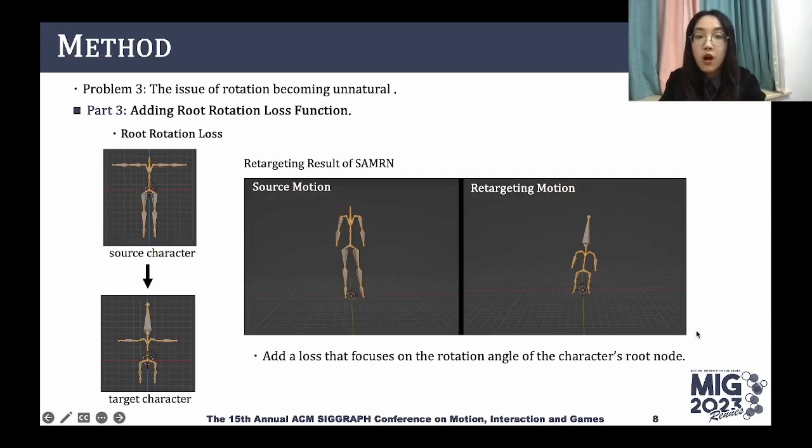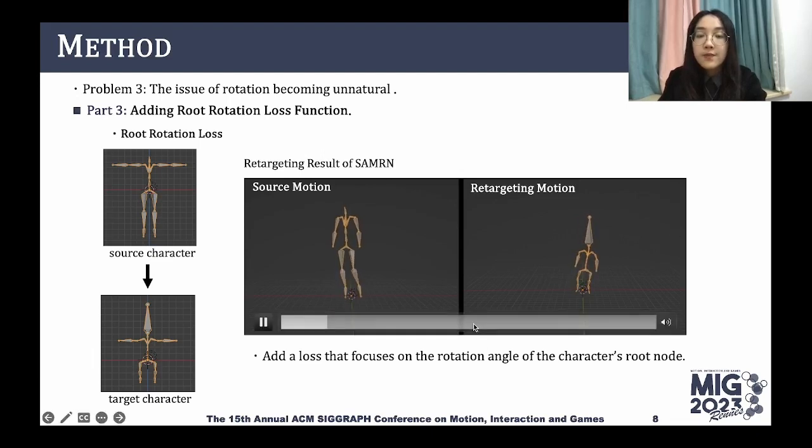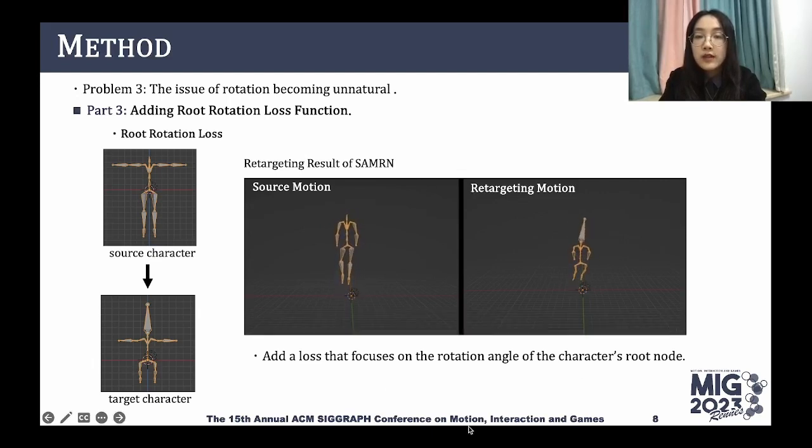Moving on to the third problem. When the root node of a character rotates more than 180 degrees in the retargeting network, the movement ends up looking unnatural. This could be because the retargeting learning doesn't have enough rotation information, so we add a loss function that focuses on the rotation angle of the character's root node. We also tried using 6D rotation representation instead of coordinates in the training process, but we found that adding a loss function is a more effective way.